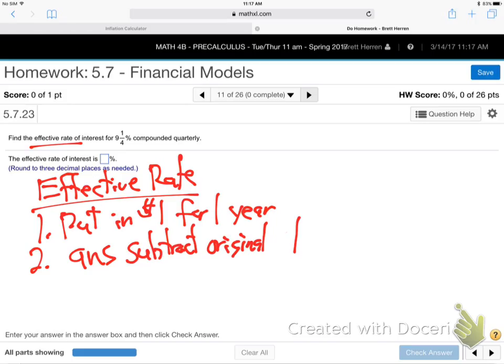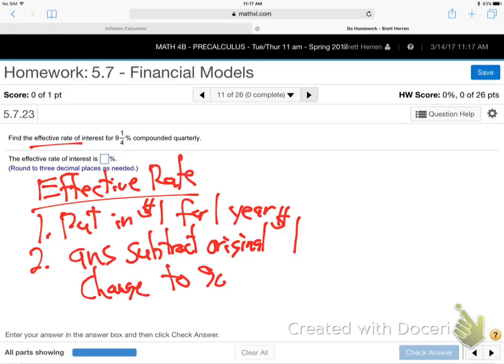That makes sense? We put in $1. What did it become after 1 year? Then take out the original dollar, so you just have the growth. And then change to a percentage. Move the decimal 2 places. So that's the game plan. I'd encourage you to write that on your 3x5 card for the exam in 2 weeks. There's definitely an effective rate question on there. It'll say, find the effective rate of blah, blah, blah. This is exactly what you need to do.